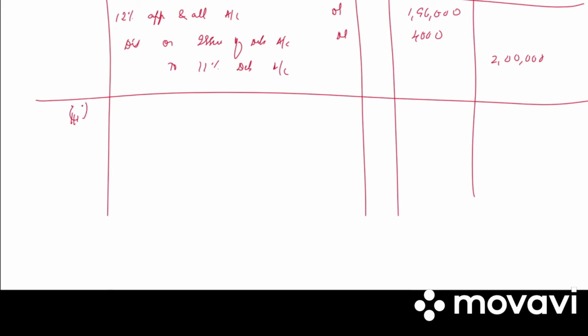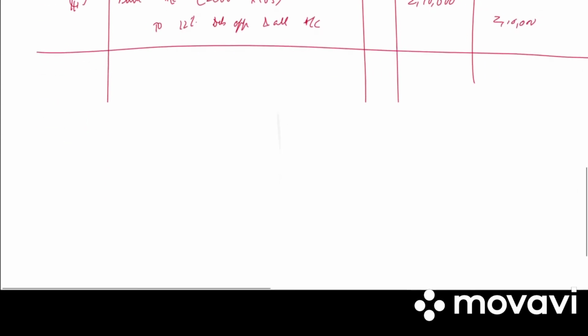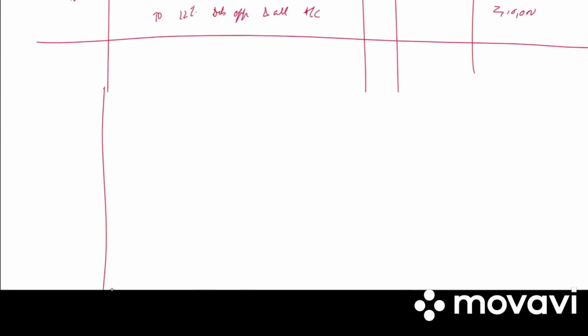Next, write case 3. Issued at premium of 5%, redeemed at par. So bank account debited to 12% debenture application and allotment account. 5% means it is 2000 into 105. 2,10,000 debit, 2,10,000 credit. Write the narration. Application money received.